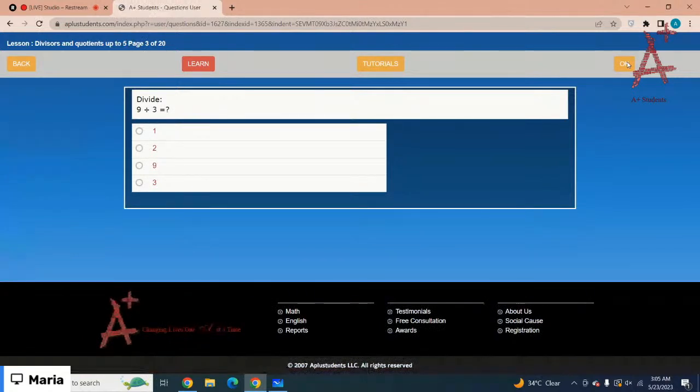The next one is 9 divided by 3. You have to count a table of 3 until 9. Which is the correct option? 3 times 3 is 9. So the correct option is 3. When you divide 9 by 3, you'll get the answer 3.